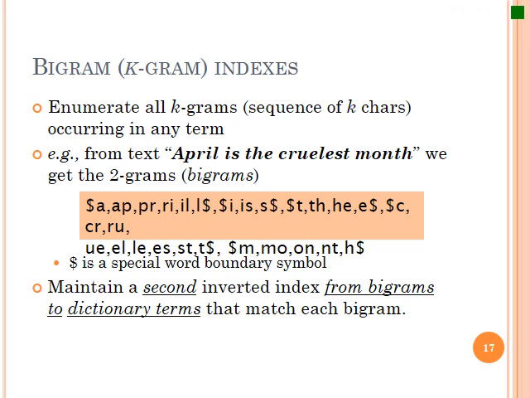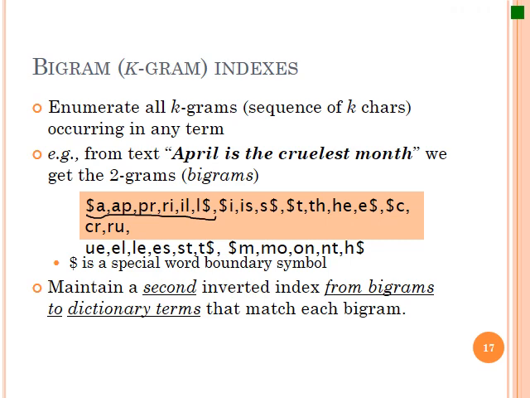Then what you need to do is maintain a secondary inverted index from bigrams to the dictionary terms that match each bigram. In other words, if you have a dictionary term, April, we know April can be broken down into these bigrams.